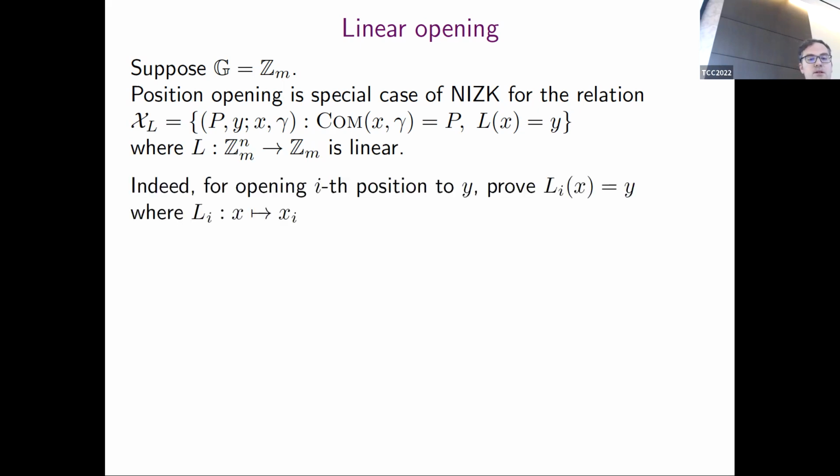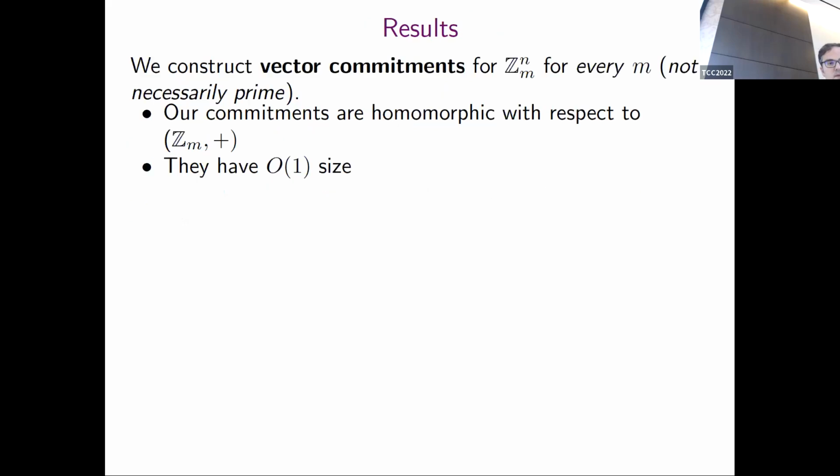Now, this is a more general case than position opening, because you can get a position opening just by setting this form L to be the form that gives you the ith coordinate for whatever ith position you want to open. Okay, so these are the definitions I needed to state our result.